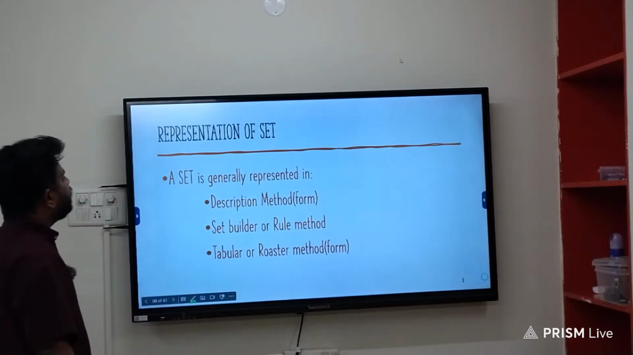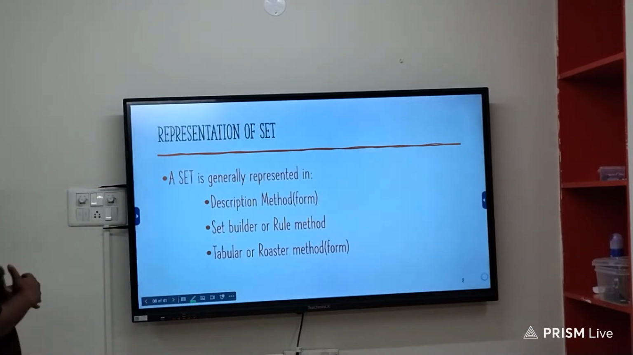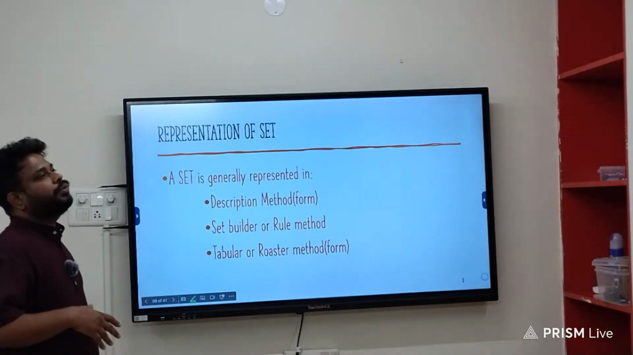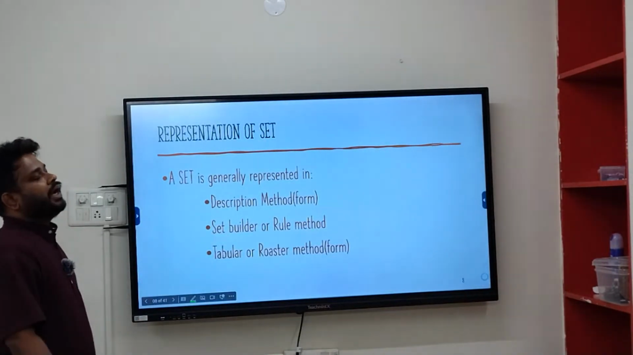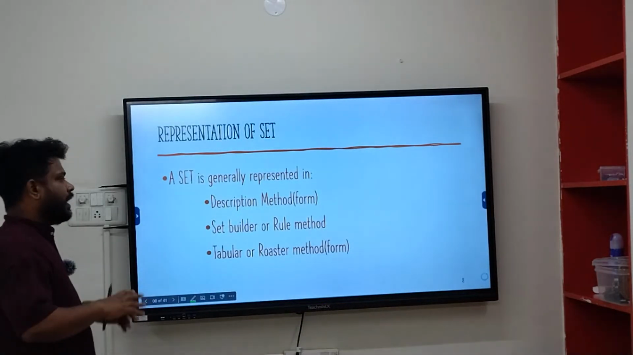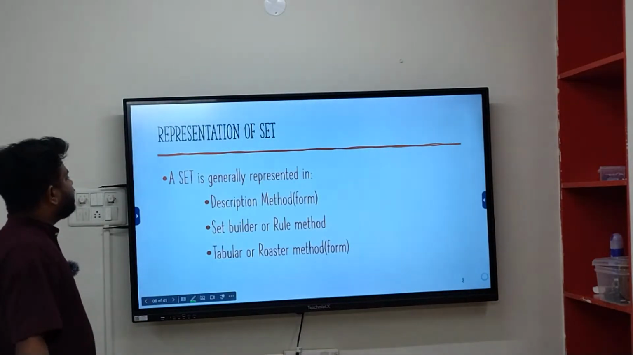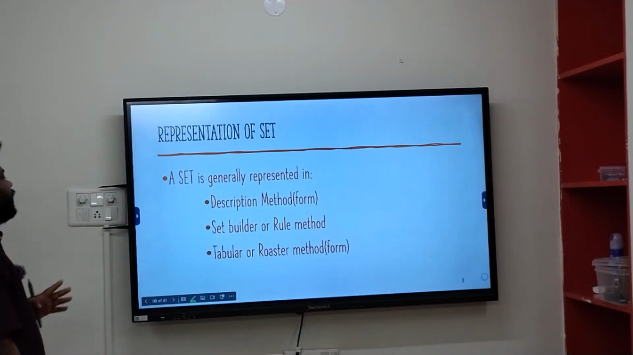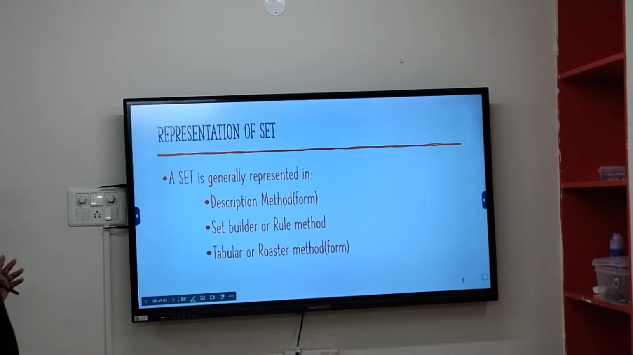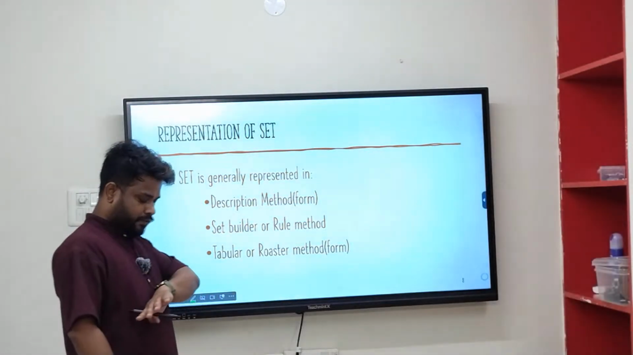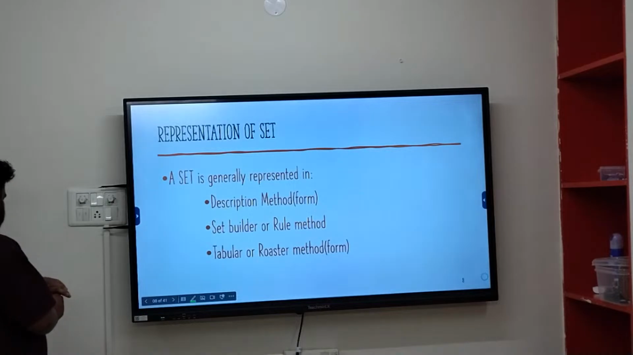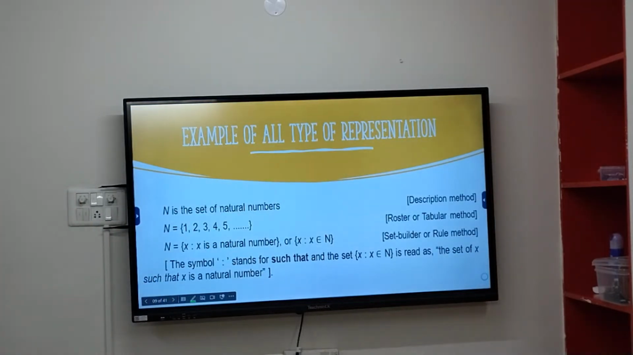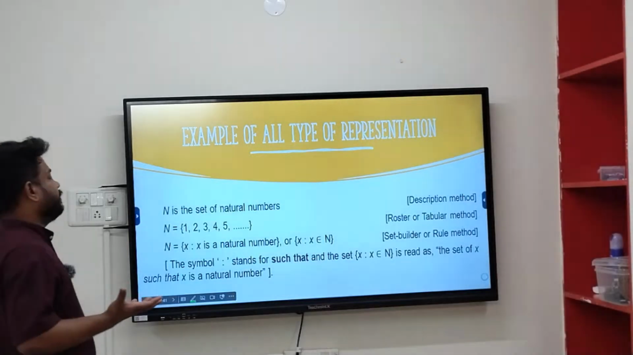So the next one is how we will represent or write a set, or how we generally define a set. A set is generally represented in three ways: the description form, the set building method or rule method, and the third one is the tabular method, or the roster form or roster method. Now we will learn everything in detail, and why we call them by these names.